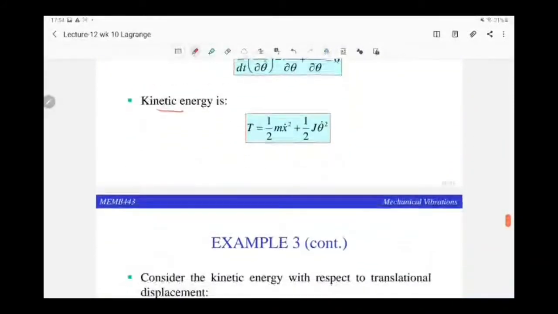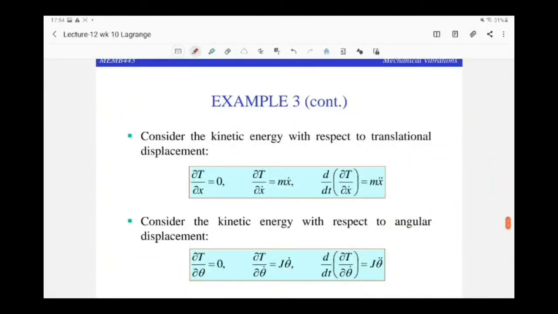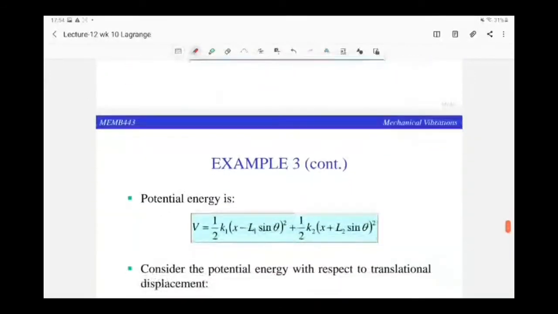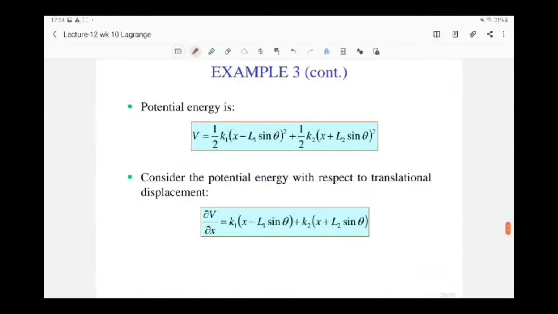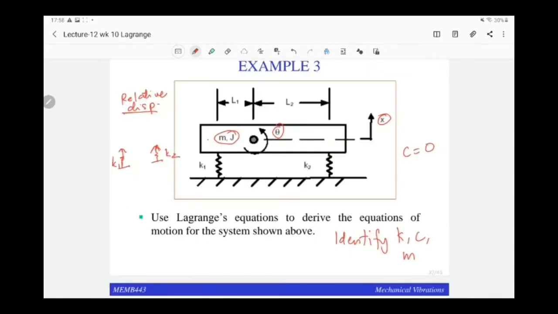Okay, and then the potential is the tricky part, because in this case, for the potential you would need to determine what we call relative displacement. So you have to consider potential energy with respect to translational displacement. So you have to decide on the plus and minus here. So let me just show you very quickly. I think this is actually revision on how you determine the relative displacement for K1 and K2.